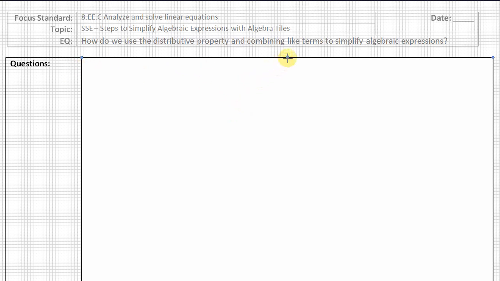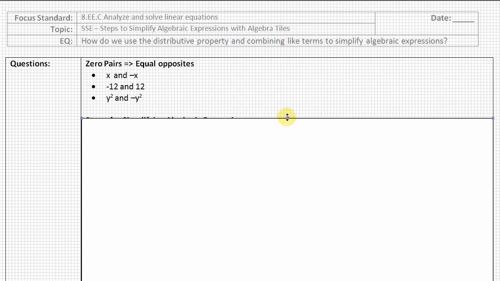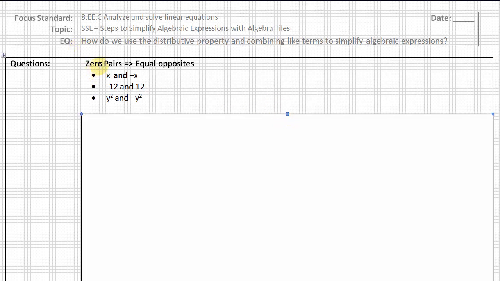So today's video is an effort to show with algebra tiles the steps to solve algebraic equations. We're going to use some traditional terminology as well as looking at algebra tiles as a visual model to see what that means. We've talked a little bit already about zero pairs, but when we talk about zero pairs, what we're talking about are equal opposites. So a positive and negative x are equal and opposite, so when they are combined they make 0.